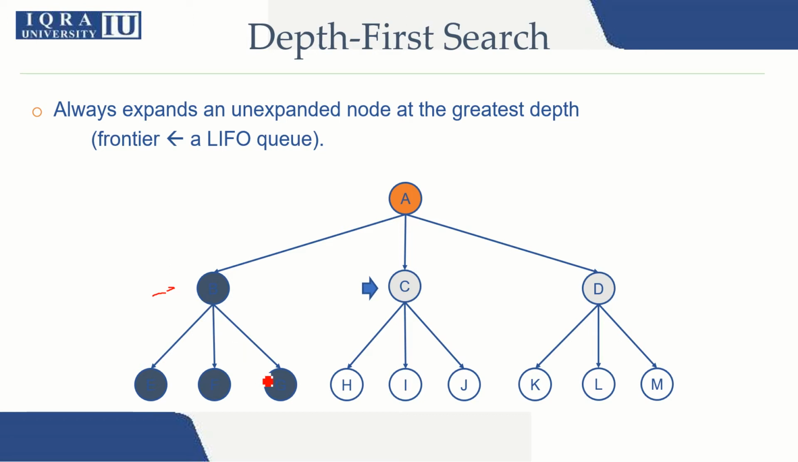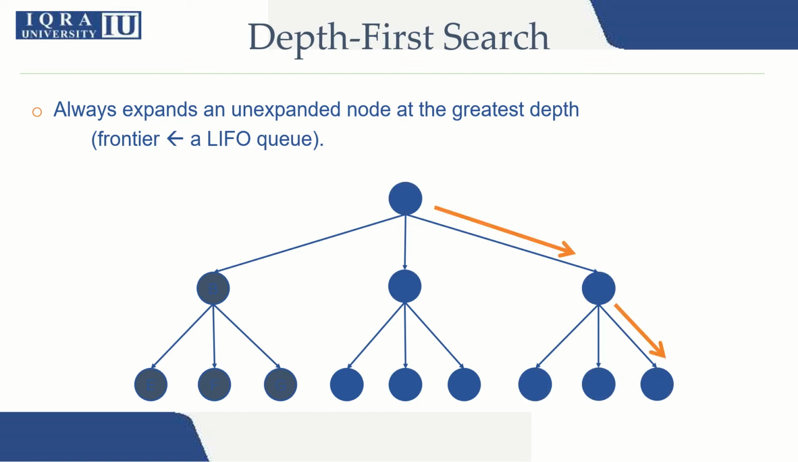Okay. And then we will follow C, and then H, and then I, and then J, and they will be turned black, sorry for the color, and then D, and then K, L, M. Once they are done, D will be done, and then A will be done. If M had been the goal, then the path found would have been A, D, and M. You can see the difference in approach between breadth first search and depth first search.